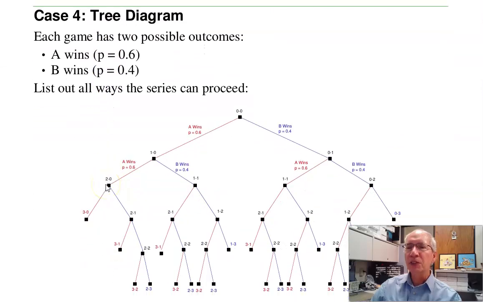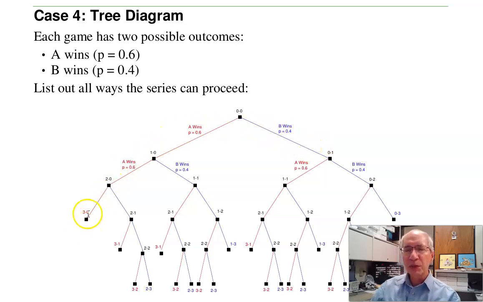Well, one approach is called a tree diagram. If I start out at 0 games to 0, either A wins or B wins. If A wins, I'm now at 1-0. Either A wins or B wins. If A wins again, I'm at 2-0. If A wins again, I'm at 3-0. Kind of go through all these different paths. The probability of a win, that's in red, is 0.6. Probability of losing is in blue, that's 0.4.